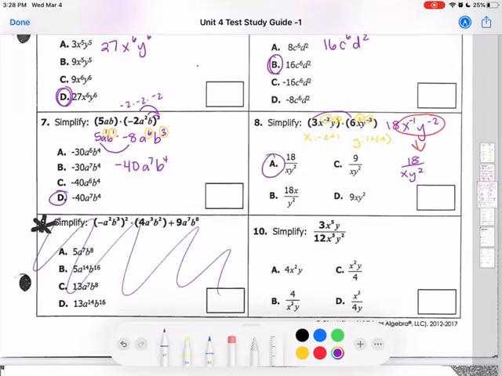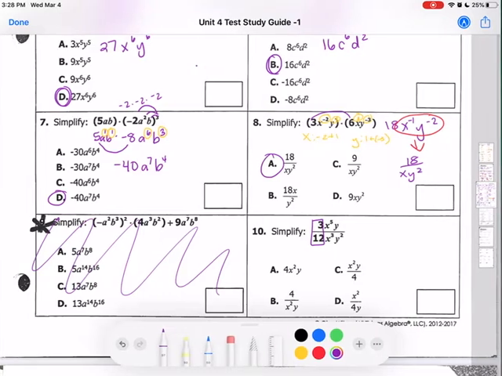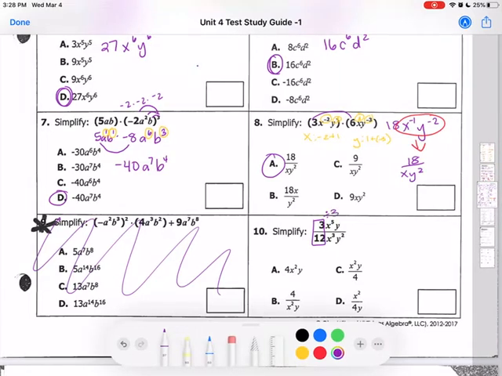And skipping number 9, we'll do number 10. Here I'm going to use the quotient rule. First, I want to try and find a common factor between 3 and 12. Both of those are divisible by 3. So 3 divided by 3 is 1 on top. 12 divided by 3 gives me a 4 on bottom. For my exponents, I'm going to subtract 5 minus 3 and then 1 minus 2.